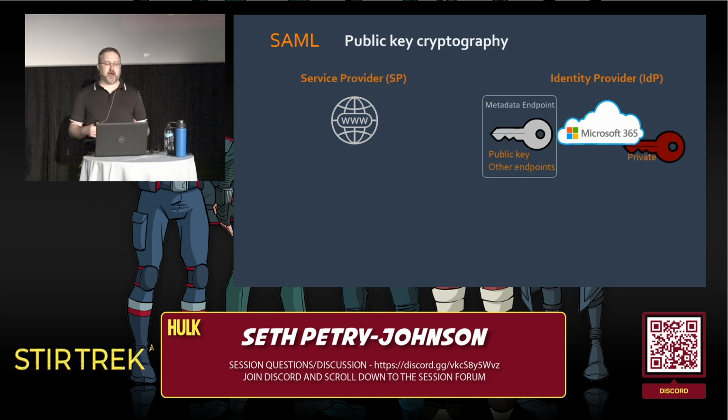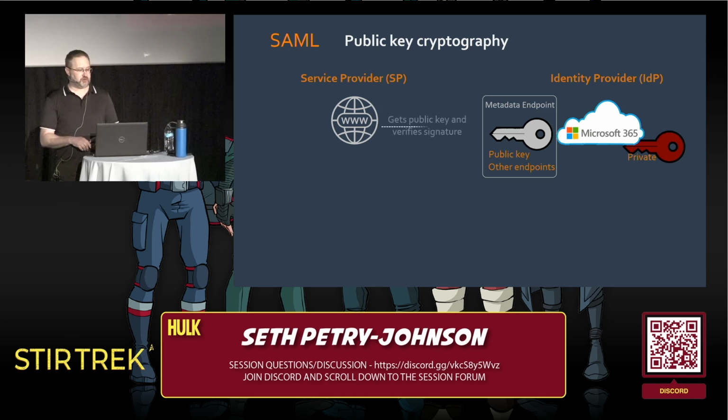So the identity provider generates one of those key pairs, and it keeps the private key to itself, but it exposes the public key through a standardized SAML endpoint. That endpoint returns a payload that describes everything you would need to set up an SSO integration with that provider. So the service provider can then use that endpoint to retrieve the public key, which it then uses to verify the assertions.